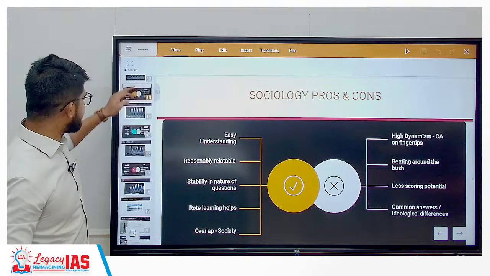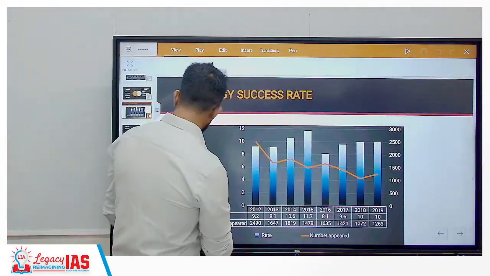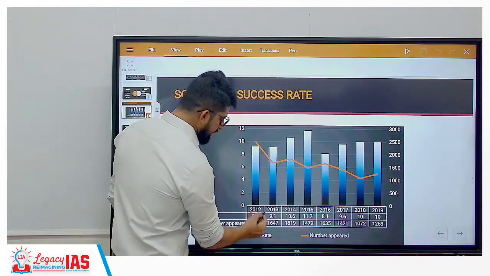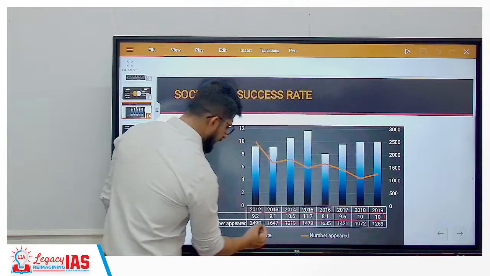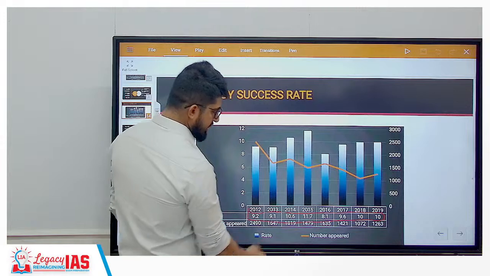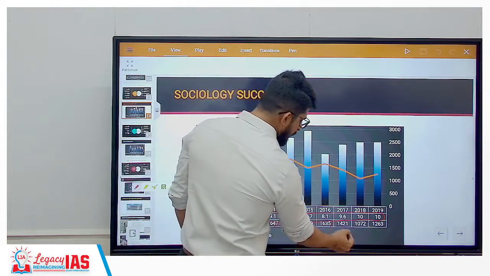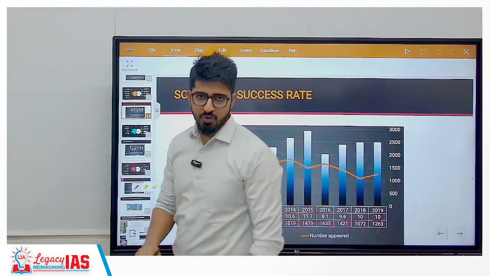Next, the success rate of sociology. Look at this. The success rate has been good. 9.2, 10. Right? The success rate has been relatively good, and even the number of people who are choosing this as an optional is significantly higher compared to the other optionals we have seen so far.